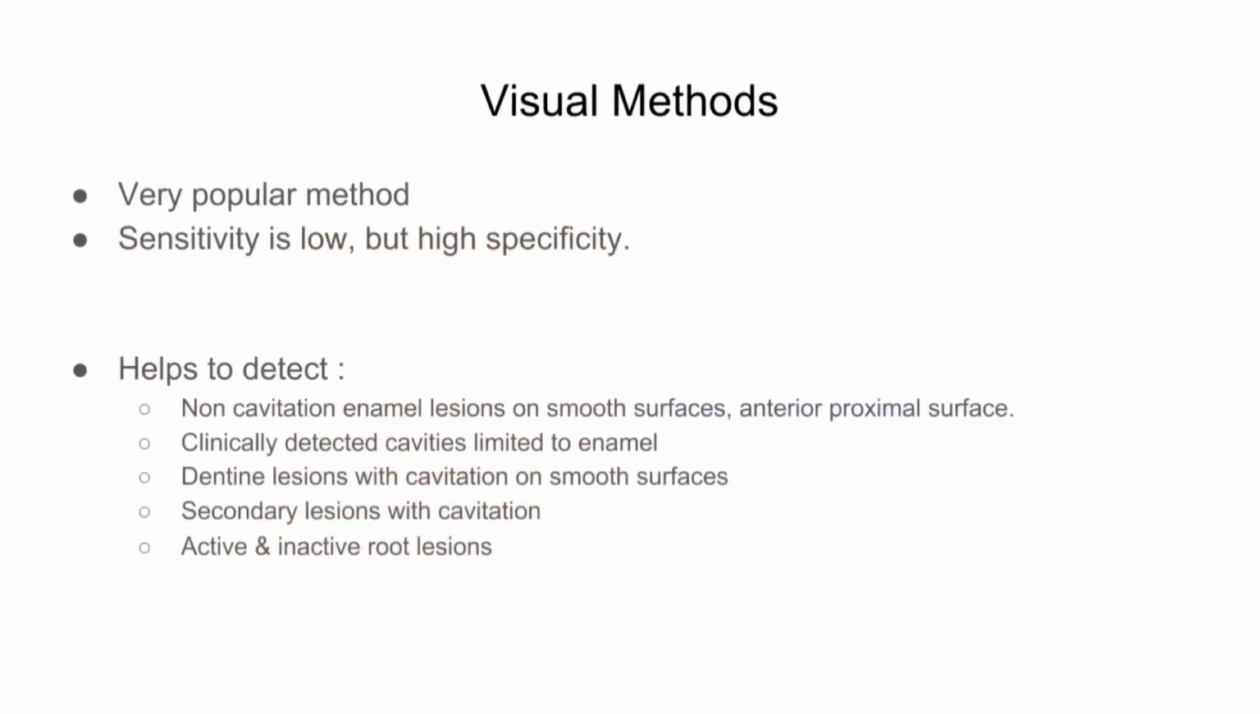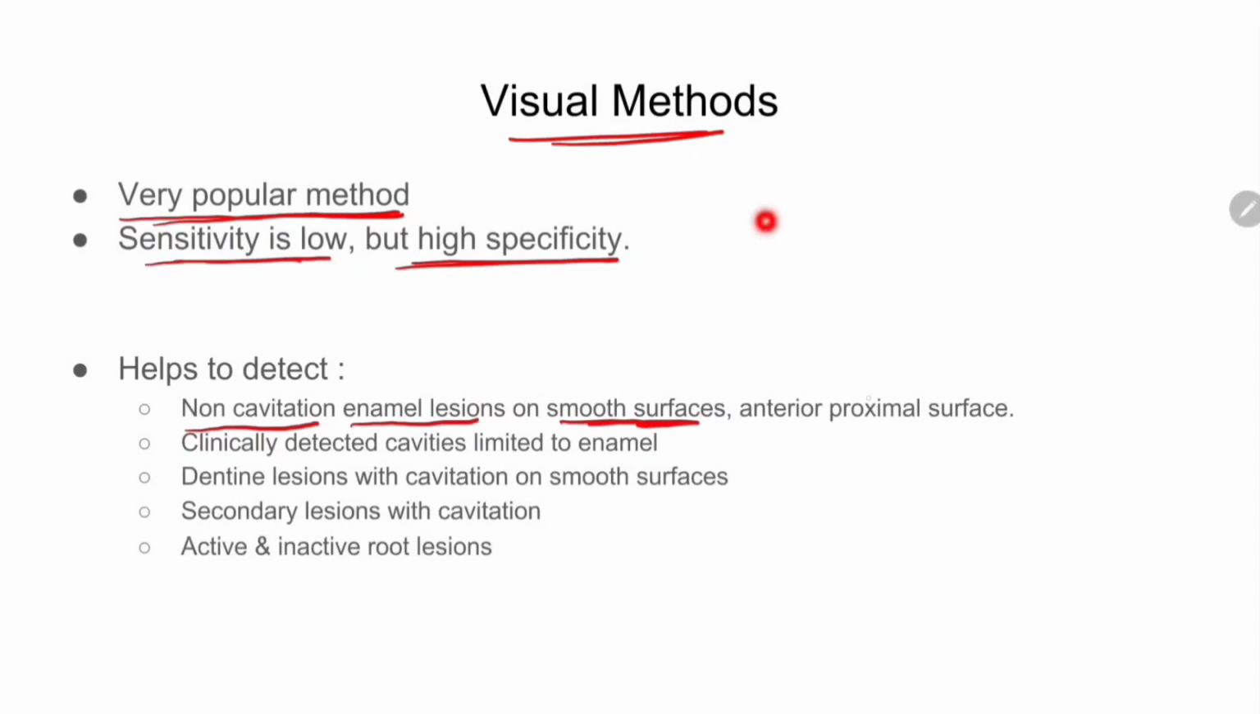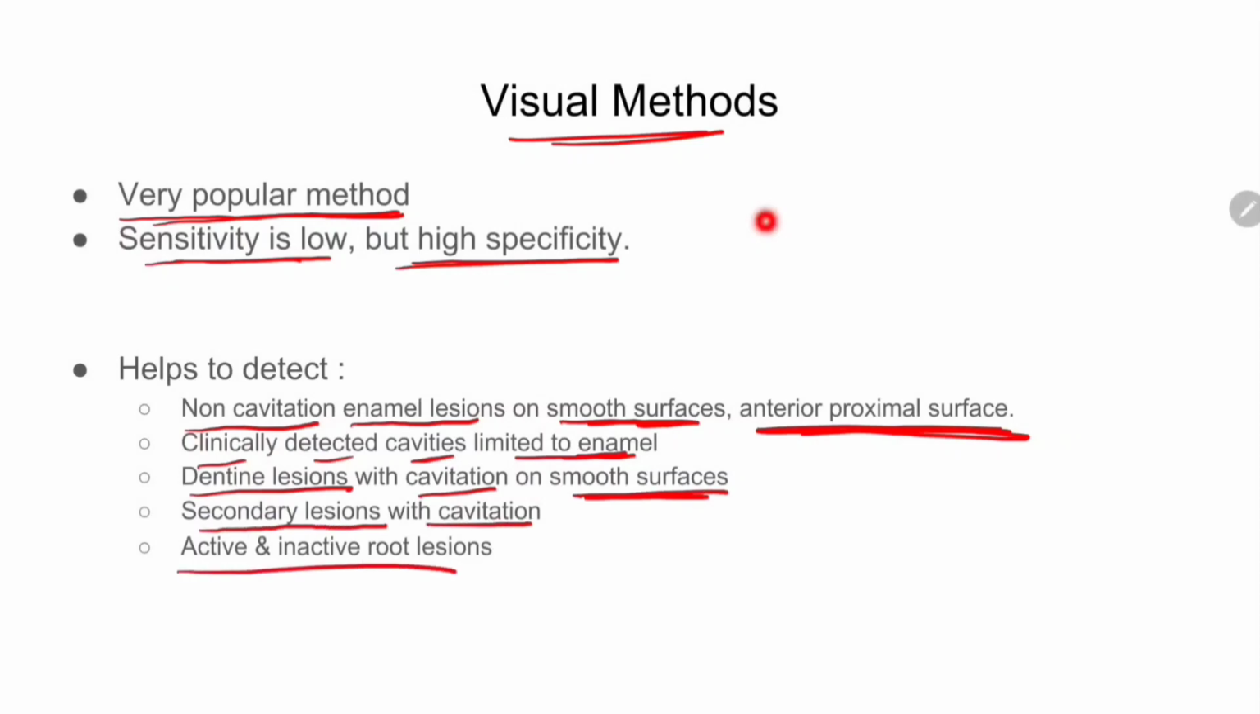Now coming to visual methods, this is a very popular method. Sensitivity is low but specificity is high. It helps us detect non-cavitated enamel lesions on smooth surfaces and also the anterior proximal surface area, clinically detected cavities limited to enamel, dentin lesions with cavitation on smooth surfaces, secondary lesions with cavitation, and active and inactive root lesions.